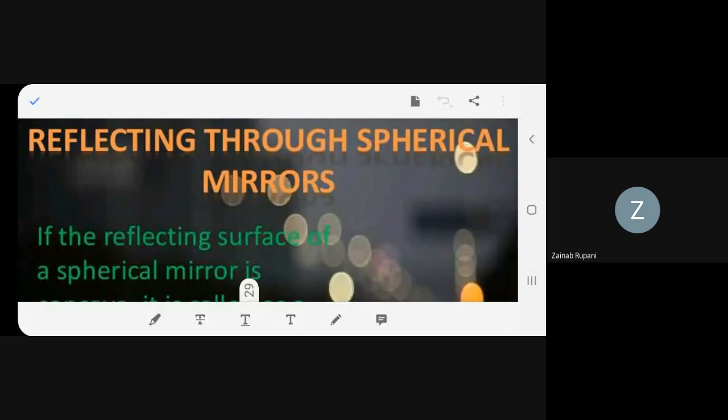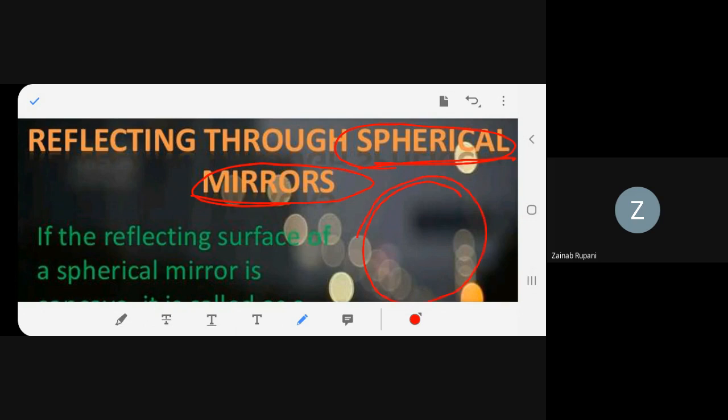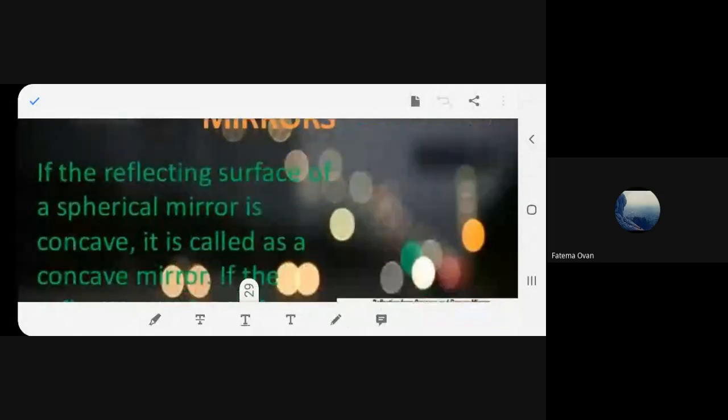Now we are going to work with spherical mirrors. What are we going to work with? Spherical mirror. That means I take a ball and I cut it. What sort of mirror will I get? A spherical mirror. Is it clear now? So I get a mirror like this. Okay? Fine.